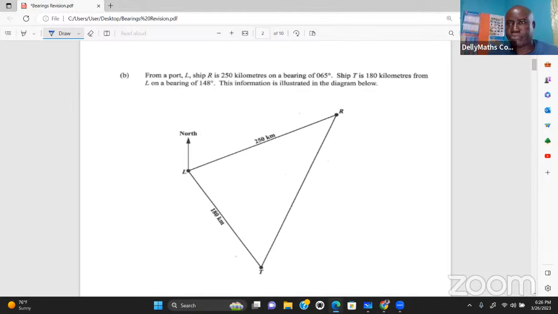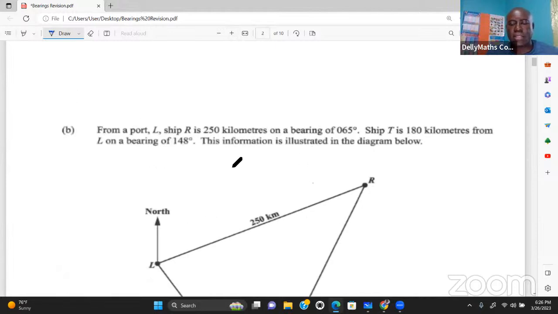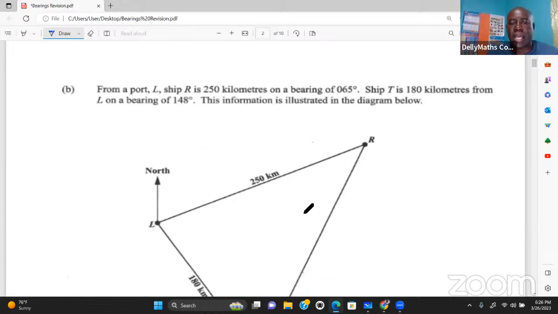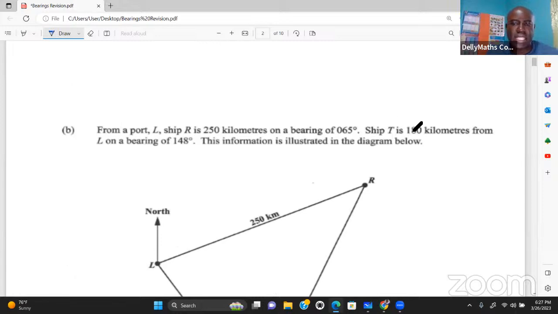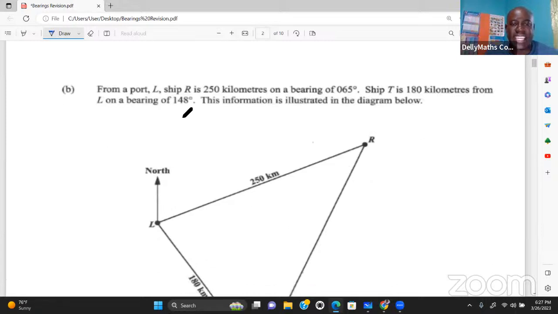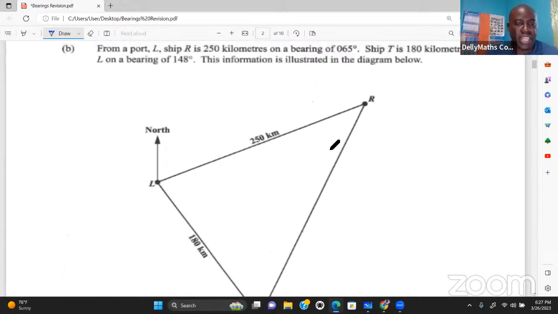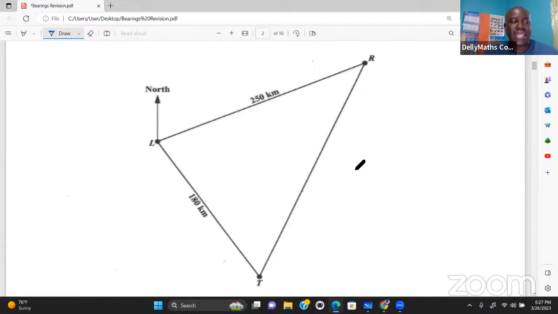There's another question here. All right, so this other question says, from a port L, ship R is 250 kilometers on a bearing of 65. We were also told that ship T is 180 kilometers from L on a bearing of 148. This information is illustrated in the diagram below. So we're looking at most of the information. They left off the bearings. They gave us the distances.